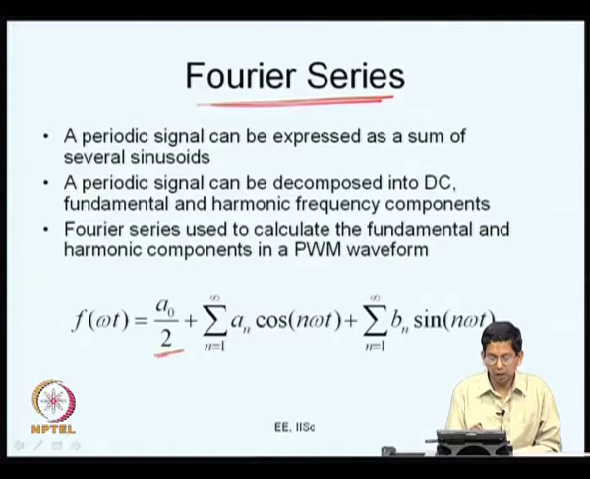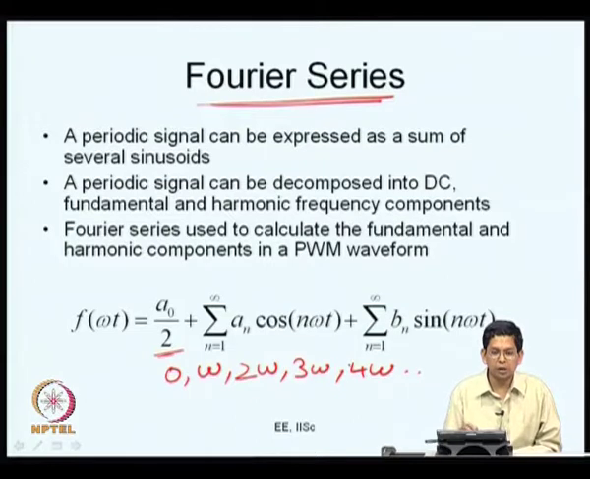They might have a DC component. In general, a periodic waveform might have a DC component and might have a fundamental component, omega, 2 omega, 3 omega, 4 omega, etc., where omega is the fundamental angular frequency, and 2 omega, 3 omega, 4 omega correspond to the harmonics. It goes on like this.